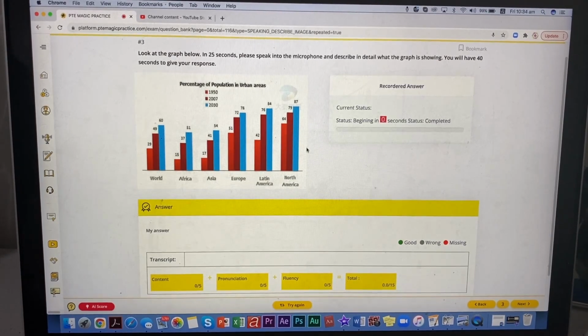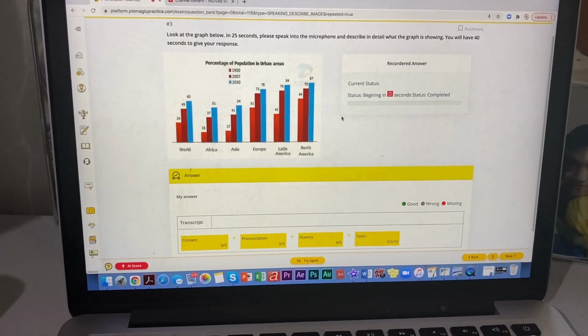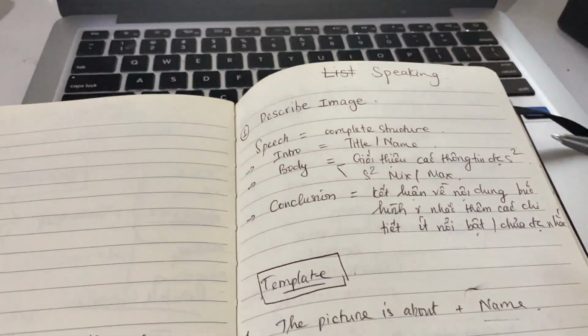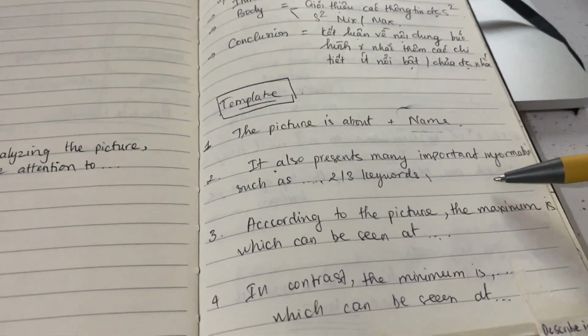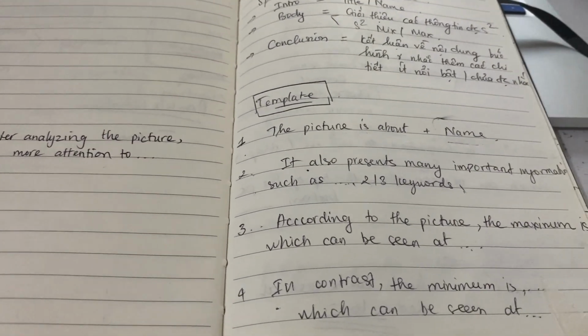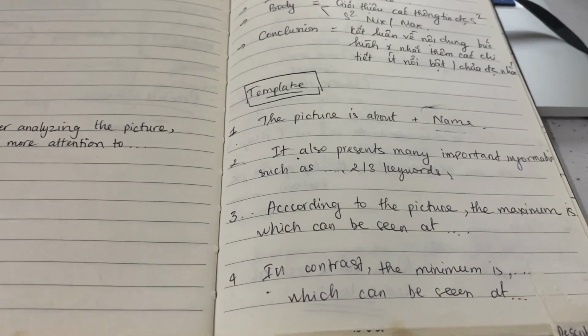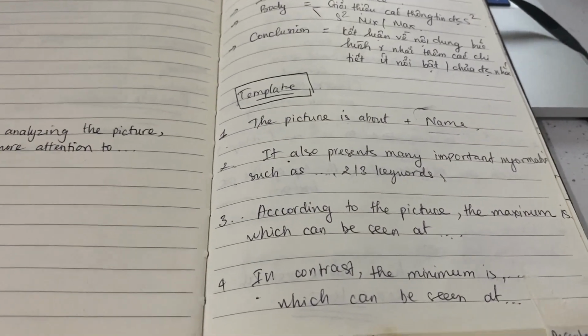So now I will show you what my template looks like, recommended by PTE Magic. This is the template that I've been practicing and used in my actual test, and I got 90 for my speaking. So let's see what this template looks like and how it is applied in this test. This is my note for Describe Image, and this is a template that I've been using to study. I'm sure that if you practice this template fluently enough, you'll get 90 as I did, easily.